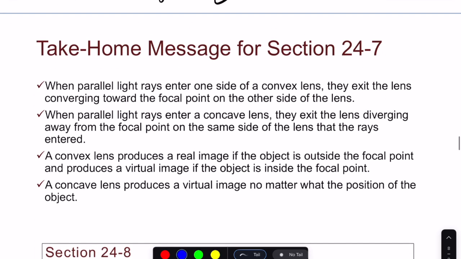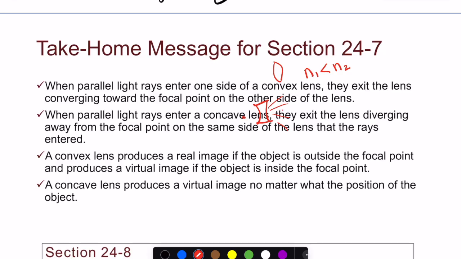So to wrap up, we qualitatively looked at what converging and diverging lenses do in the eyes of the law of refraction. We compared the indices of refraction of the outside medium and the lens, right? So in general, when parallel rays enter one side of a convex lens, they exit the lens converging toward the focal point. Okay, so that's why convex lenses are converging lenses. And this is when the index of the outside is less than the index of the lens. When parallel light rays enter a concave lens, let me draw it, right? There's convex, here's concave, like this. A concave lens, a diverging lens, they exit diverging away from the focal point that's on that side.